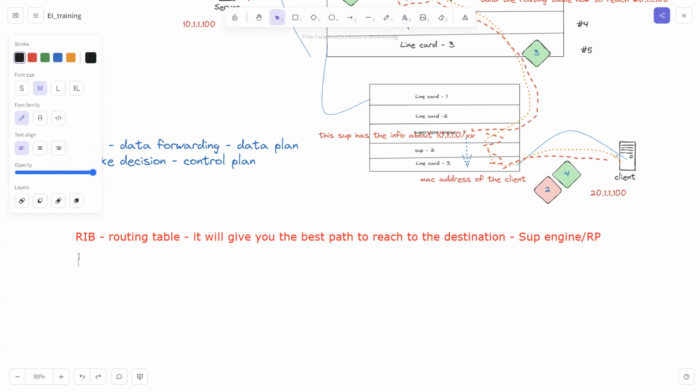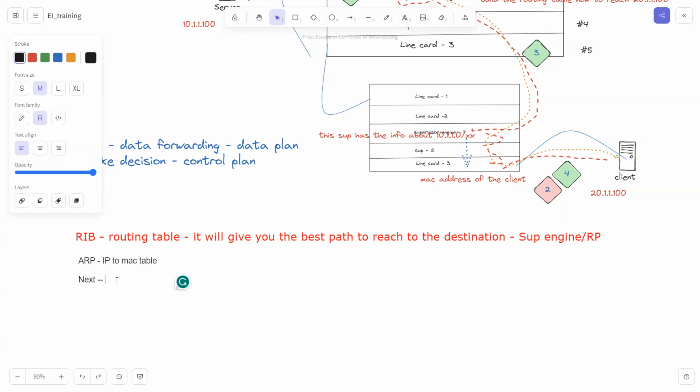Then what do you have? So here they are building the ARP table as well. In the ARP table, what do we have? ARP table is the IP to MAC table, right? So supervisor engines or routers, they are maintaining these two tables. Now next, what is next?